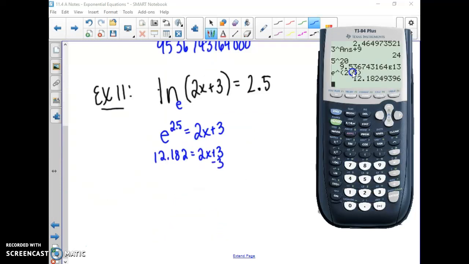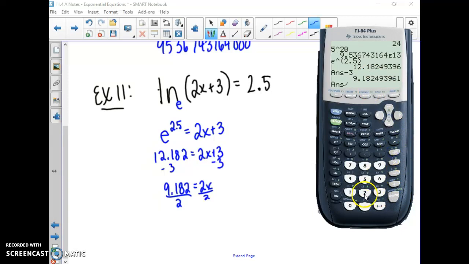We would subtract our 3. So that would give us 9.182. And we would divide by 2. And when we do that, notice that I went ahead and did this in the calculator so that I did not have to round at all until the very end of the problem. I get 4.591 as my x.